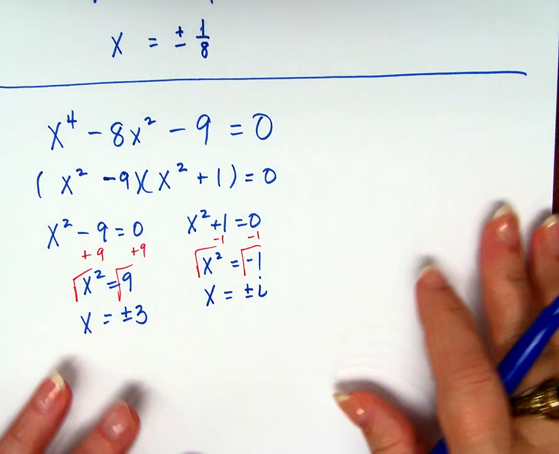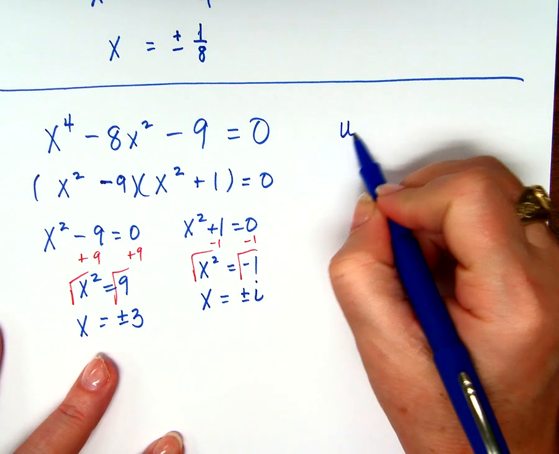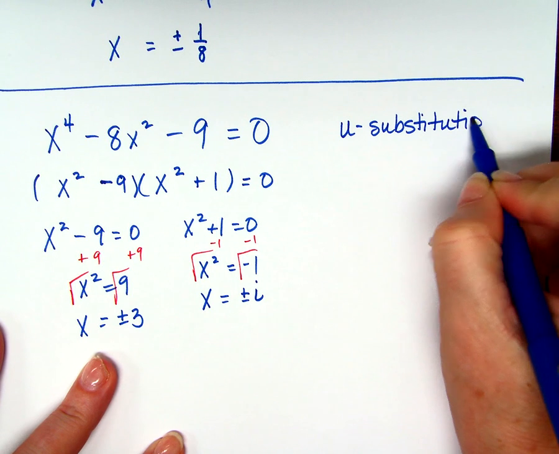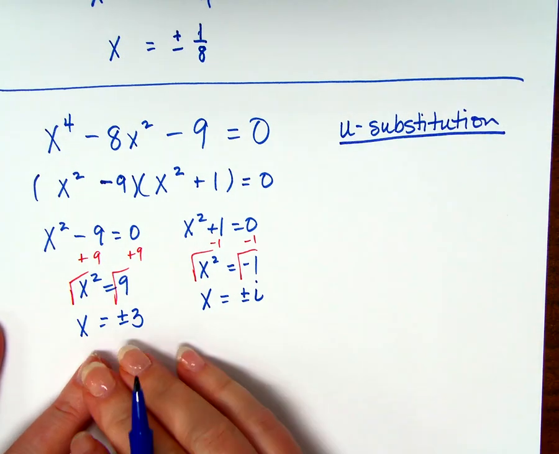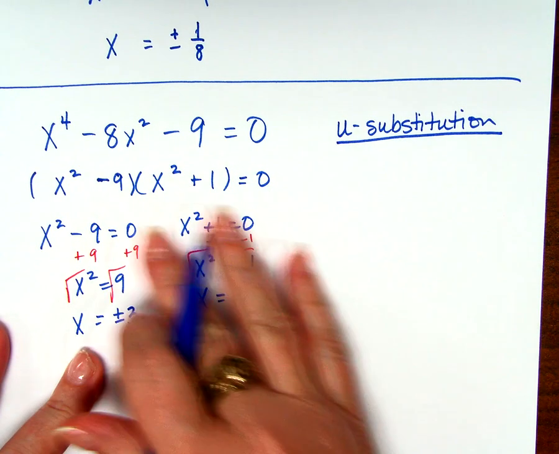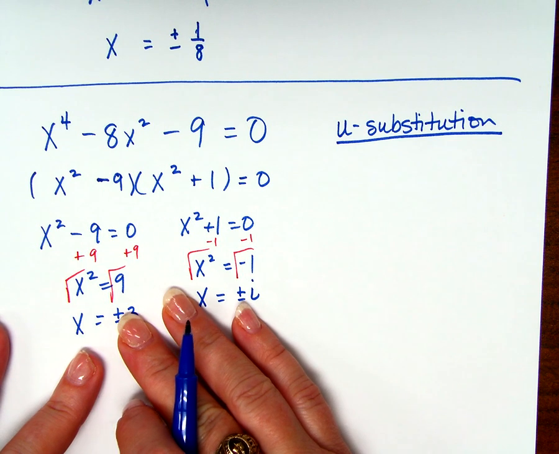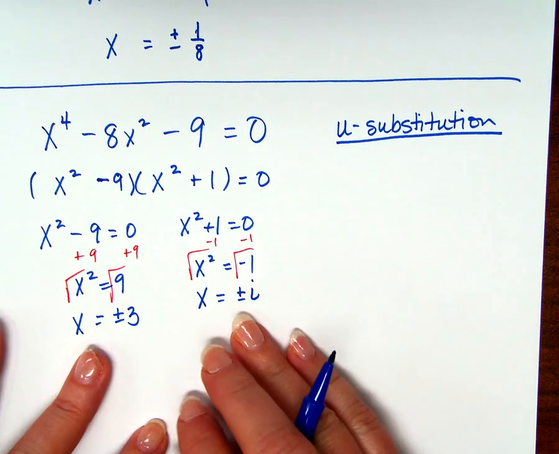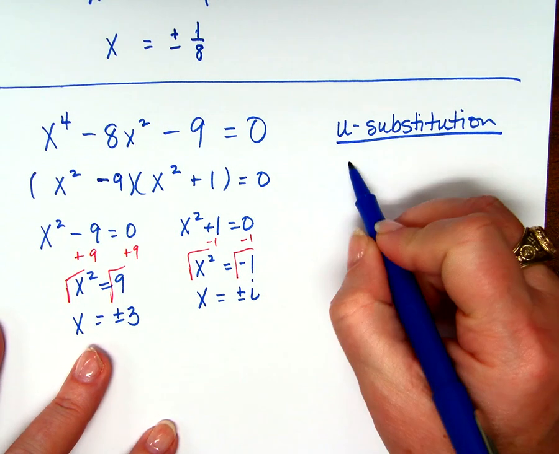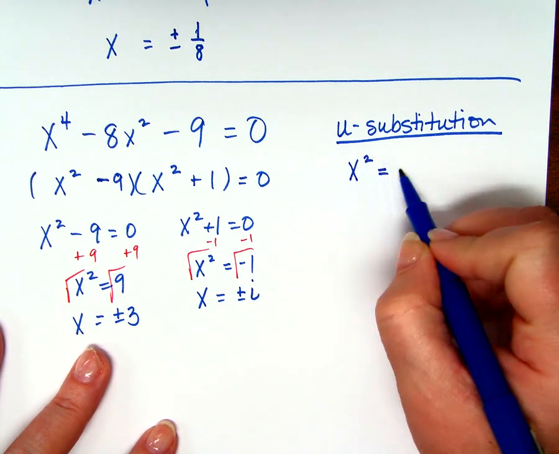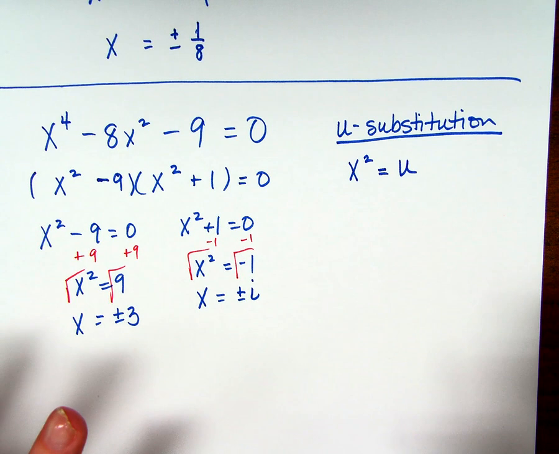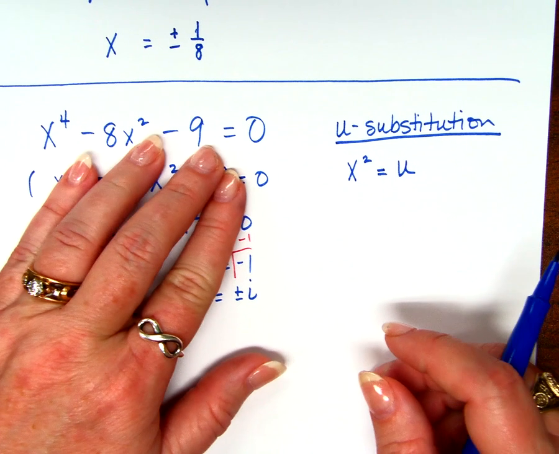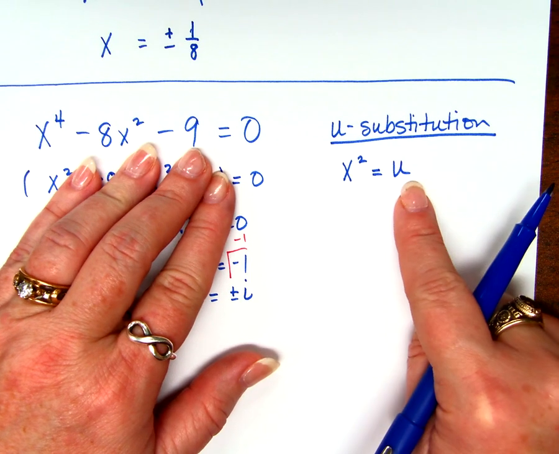So in this textbook, they actually teach something called U-Substitution. U-Substitution can sometimes make problems like this a little bit easier because they can make them actually quadratics instead of us pretending it was a quadratic. I can say from the very beginning, I want x squared to equal u. I would rewrite this original problem, but instead of writing an x squared, I would write a u.